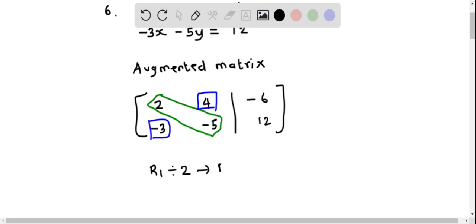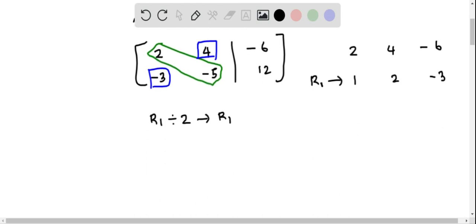So this is updated to row 1. We have the row 1 elements, that is 2, 4, -6. If you divide all the elements by 2, we get 2 divided by 2 is 1, 4 divided by 2 is 2, and -6 divided by 2 is -3. So this is the updated row 1. Let's write it down here. It becomes 1, 2, -3, and we write the row 2 elements as they are, that is -3, -5, and +12.